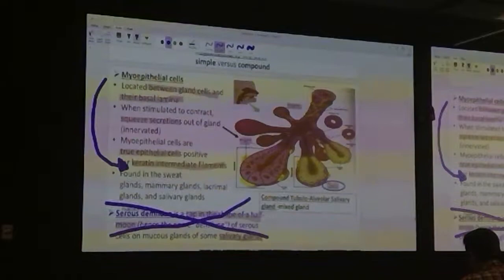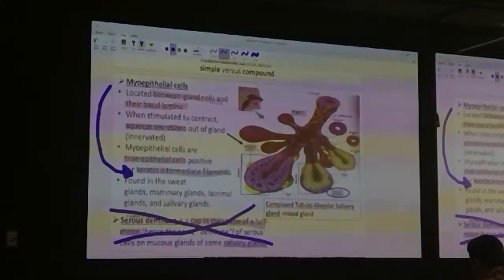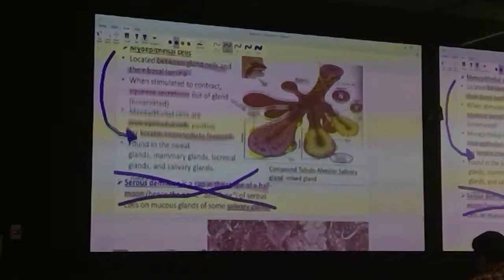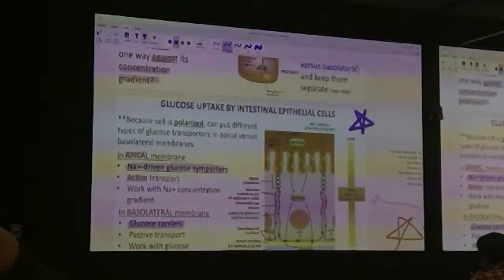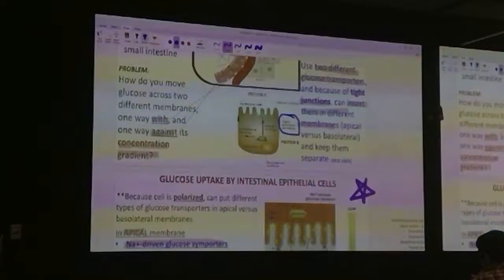Myoepithelial cells are epithelial cells that can contract, and their intermediate filament is keratin. Just remember that tight junctions prevent movement of solutes through the cell or between the cells.